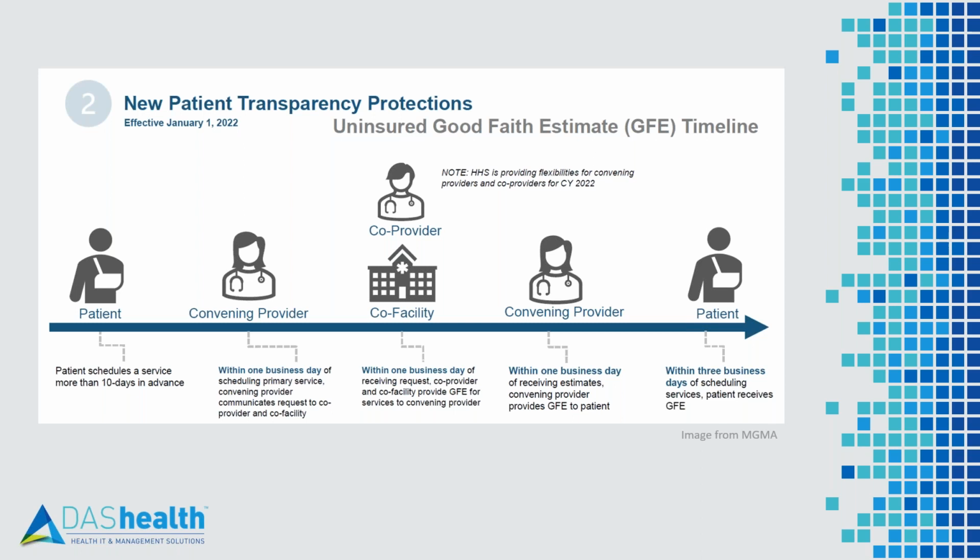Needs to reach out to any co-providers to get a good faith estimate for the services they may also provide. Think again, if this is a surgery, the surgeon would be the convening provider, but the anesthesiologist would be a co-provider. Next, you need to provide the full good faith estimate to the patients. So that means within 3 business days of scheduling that service, the patient receives a complete good faith estimate from your office.